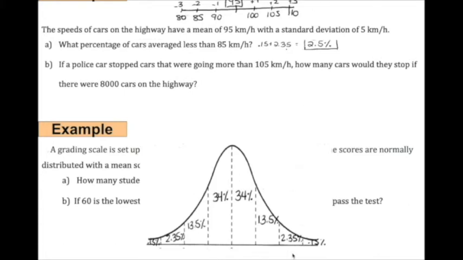So that means 2.35% plus 0.15%, because this line here is plus 2 standard deviations away from the mean. So that is equal to 2.5% multiplied by 8,000, so 200 cars. You notice that this is symmetrical. Therefore, this area or percentage is just equal to this area or percentage.